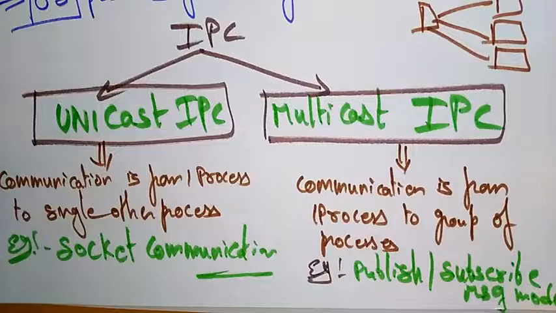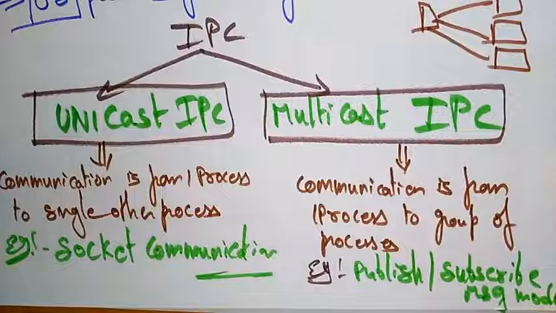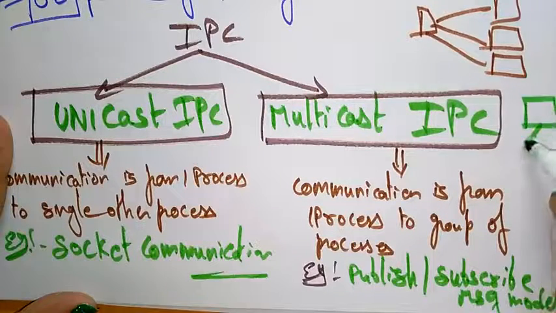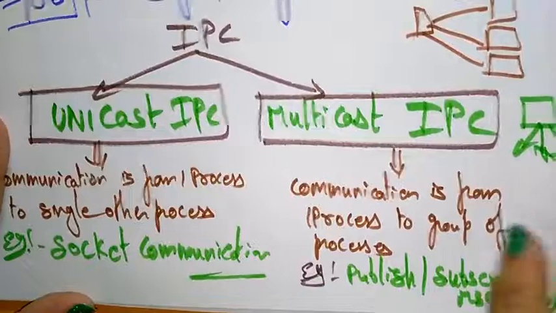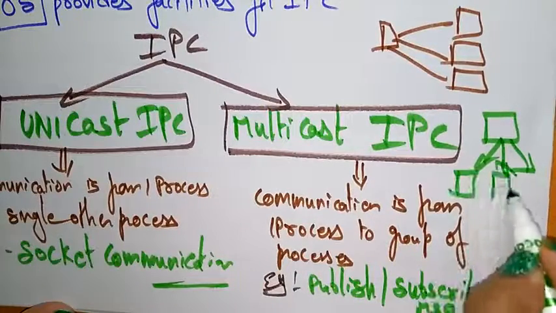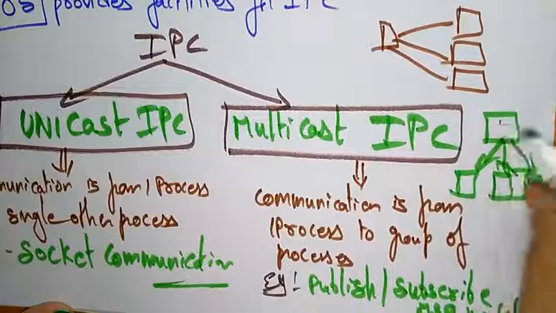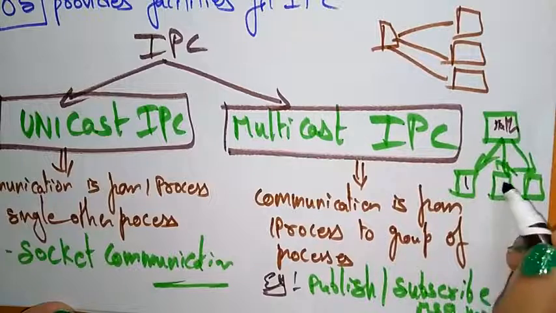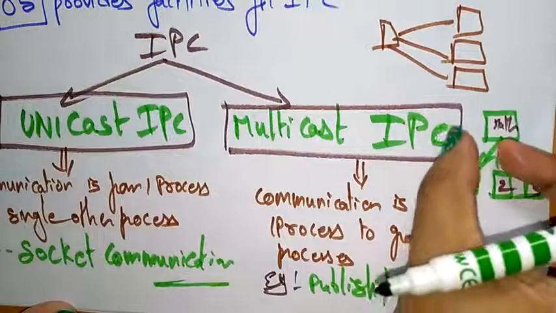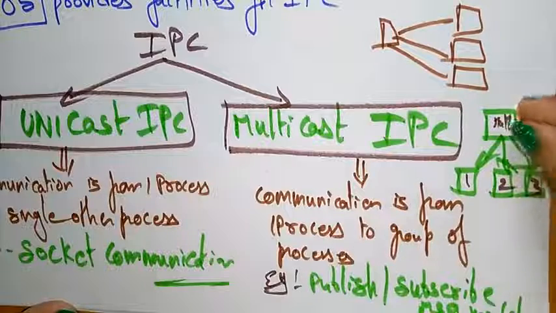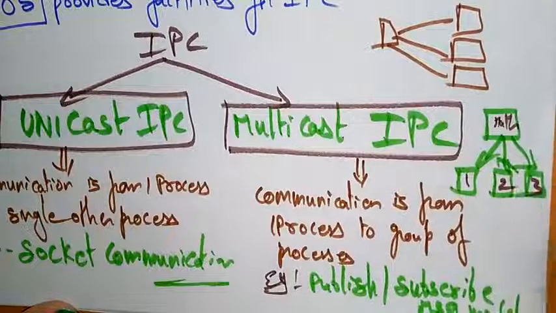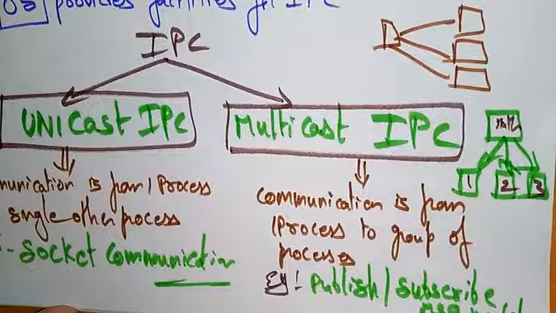Publish or subscribe means, suppose one channel is publishing its channel and different people subscribe to it. Whatever channel you are taking, that channel is going to be subscribed by different people, different processes. This you call multicasting. A communication from one process to a group of processes is called multicast inter-process communication.